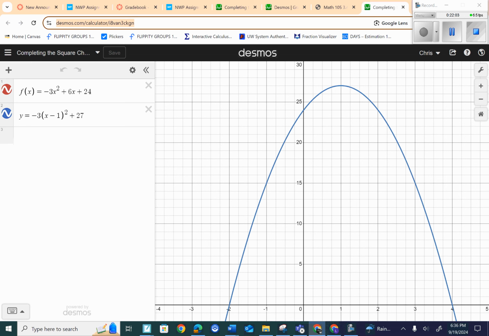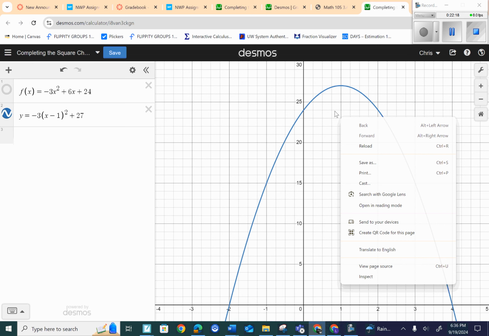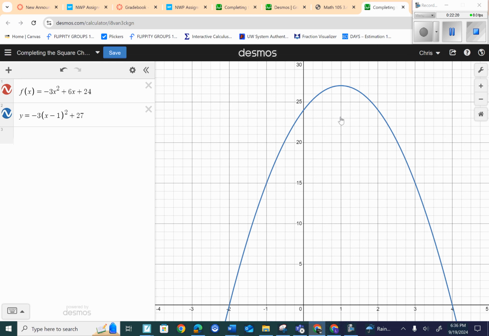So if you look, the red graph is the standard form here, and the blue graph is the completed the square, the vertex form that I got. And we see that they lie right on top of one another. Turn off the blue, they are identical. Other ways to check too, but I'll leave it at that. Going back.